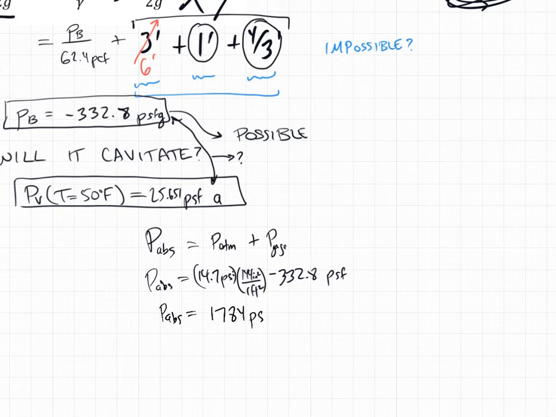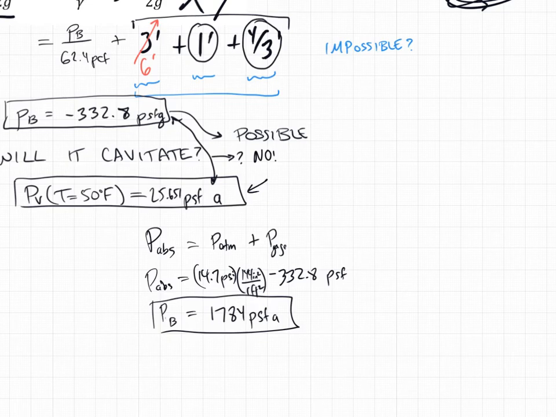1784 PSF. This is absolute. That's the pressure at point B, in the siphon. There we are. Now, we're staring at that, and basically it was going to have to get down to 25.6 before it was going to vaporize. So it will not cavitate. So that's a good thing.